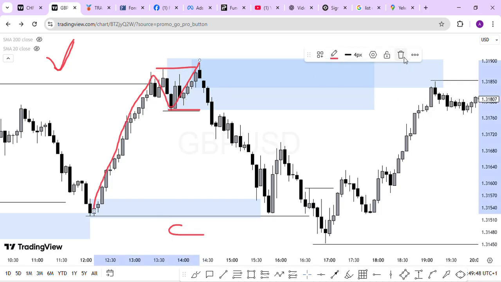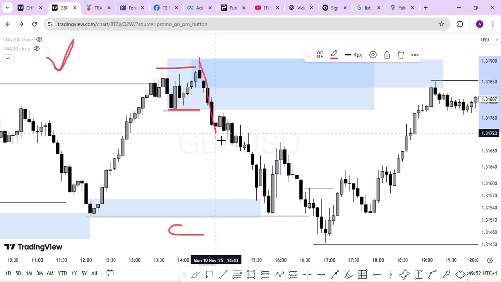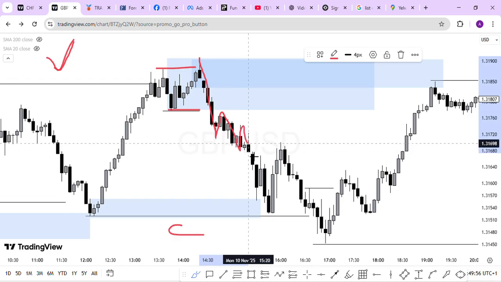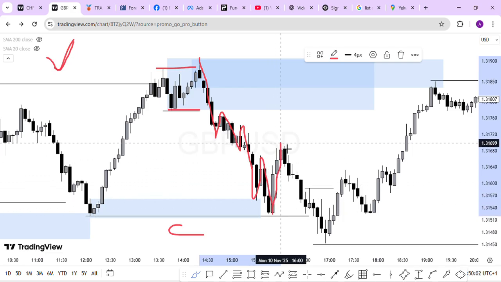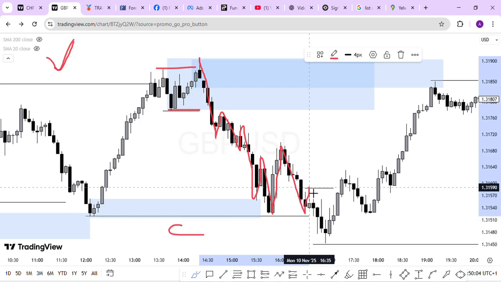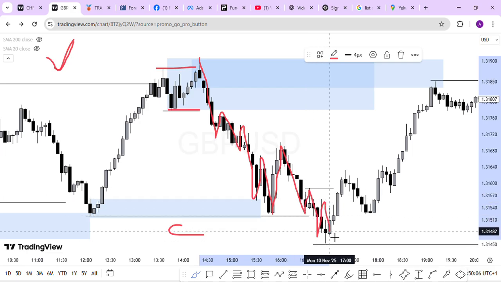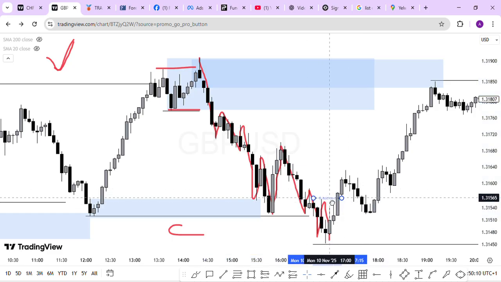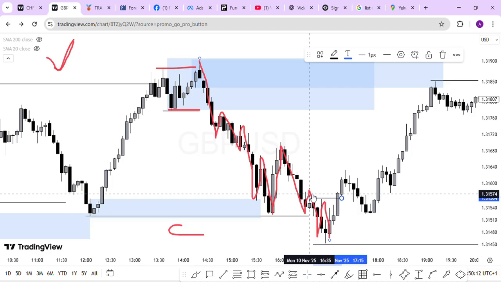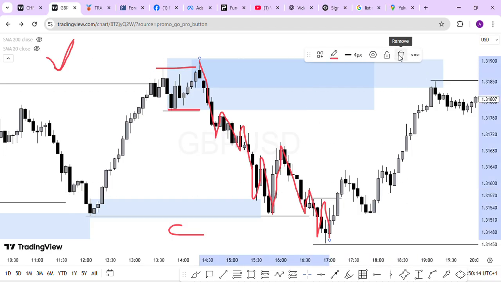So we'll start from the top. You can see the market was coming down, giving us this pullback, giving us this pullback. Then when it responded to this level, it gave us this move, and these are the moves that the market did. So you can see that we had our inducement here. This is our inducement because it's the last pullback that the market did.